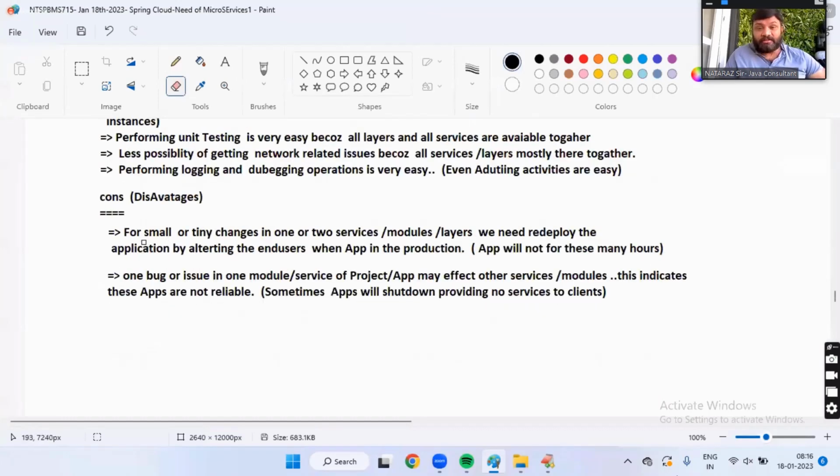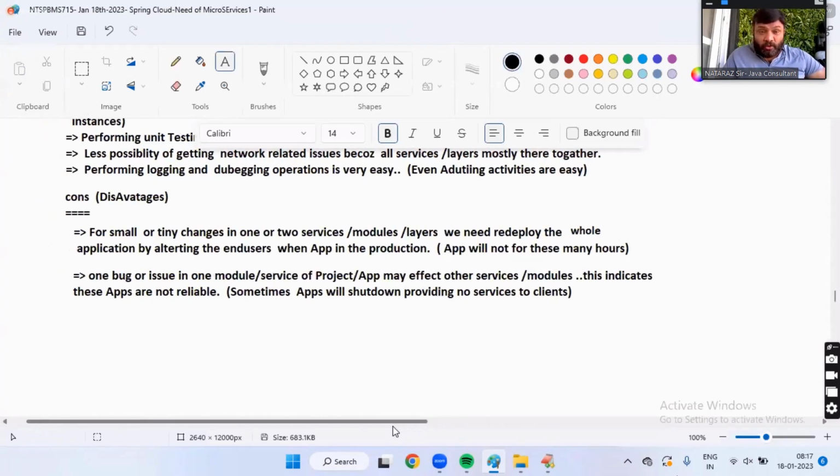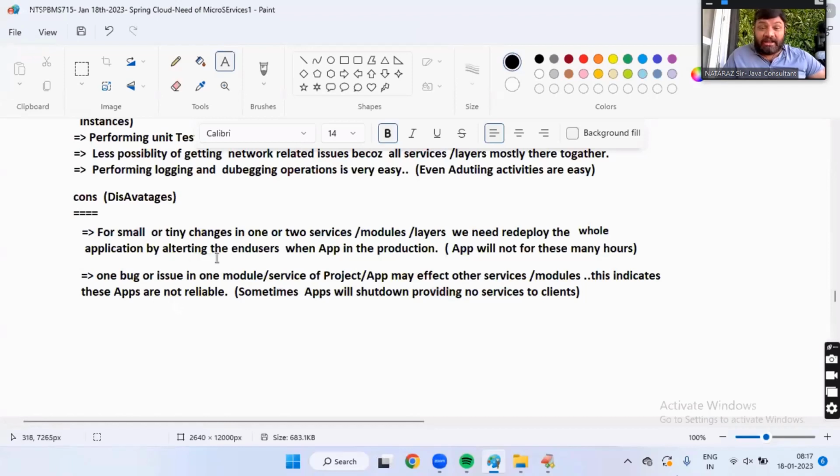Look at the disadvantages. For small and tiny changes in one or two services, modules or layers, we need to redeploy the whole application. This is very bad. We need to redeploy the whole application by alerting the end users when the application is in production mode. This is really bad or not?